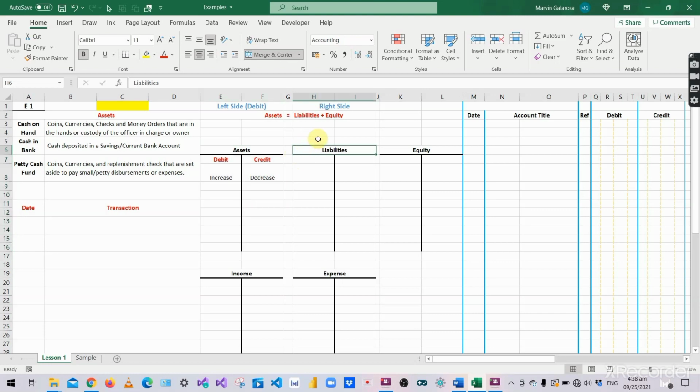Paano naman yung liabilities? Si liabilities, nasa right side siya ng equation. So, nasaan naman ang kanyang increase? Debit ba or credit? Nasa credit, since siya ay nasa right side ng equation. Saan naman magre-reflect yung decrease sa liabilities? Yun naman ay sa kanyang left side, which is debit.